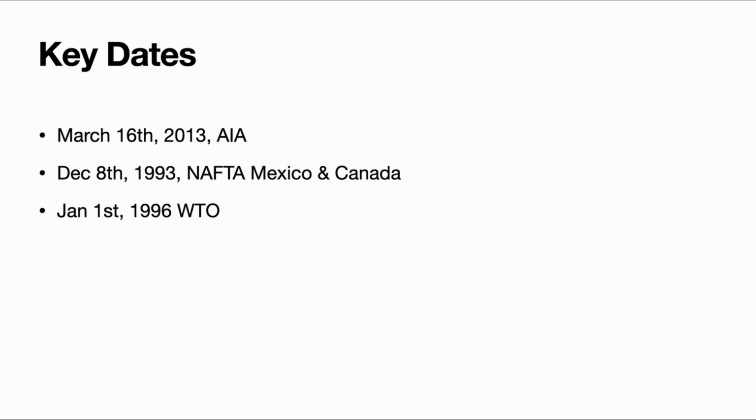So some key dates to remember are: 1. March 16, 2013, the American Invents Act. So new 102 is anything on that date and afterwards, and old law 102 is anything before that date. And again, 102 is prior art. December 8th, 1993, NAFTA, Mexico and Canada. So that date, NAFTA took effect. Just those two countries with the United States. January 1st, 1996, the WTO took place, which involves over 60 countries.